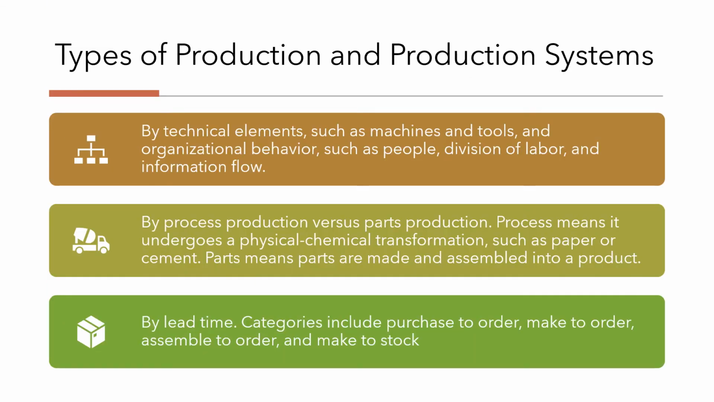There are types of production and production systems. You can categorize production and production systems in 3 ways: by technical elements such as machines and tools, and organizational behaviors such as people, division of labor, and informational flow. By process versus parts production. Process means it undergoes a physical or chemical transformation, such as paper or cement. Parts, when parts are made and assembled in a product. And by lead time. Categories include purchase to order, make to order, assemble to order, and make to stock.